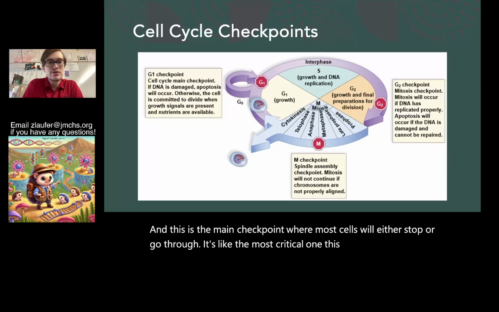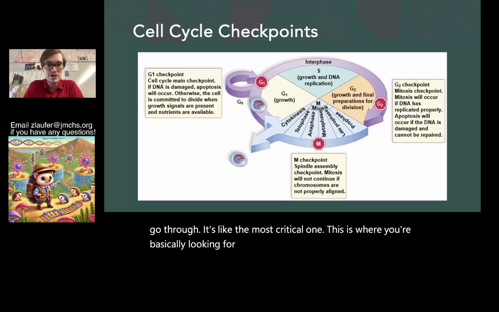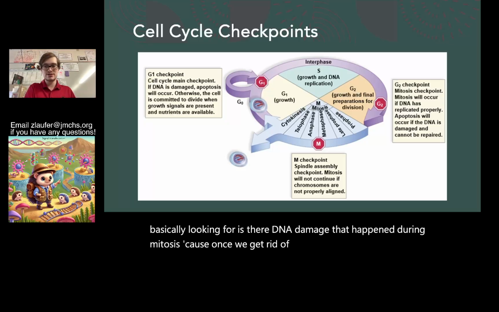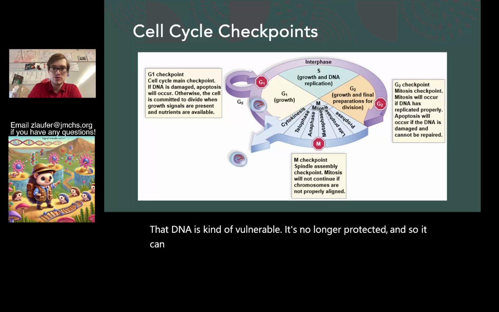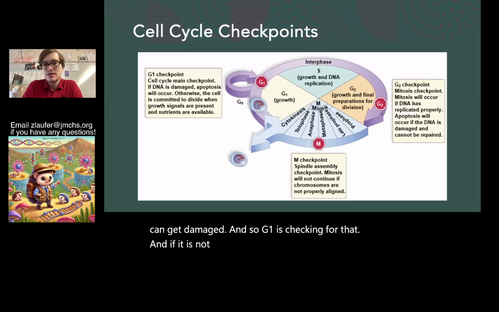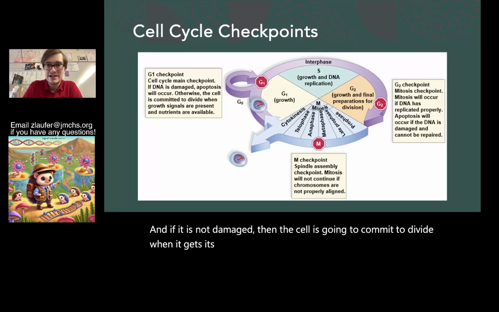This is where you're basically looking for, is there DNA damage that happened during mitosis? Because once we get rid of that nucleus, that DNA is kind of vulnerable. It's no longer protected, and so it can get damaged. And so G1 is checking for that. And if it is not damaged, then the cell is going to commit to divide when it gets its growth signal and it has the proper nutrients.